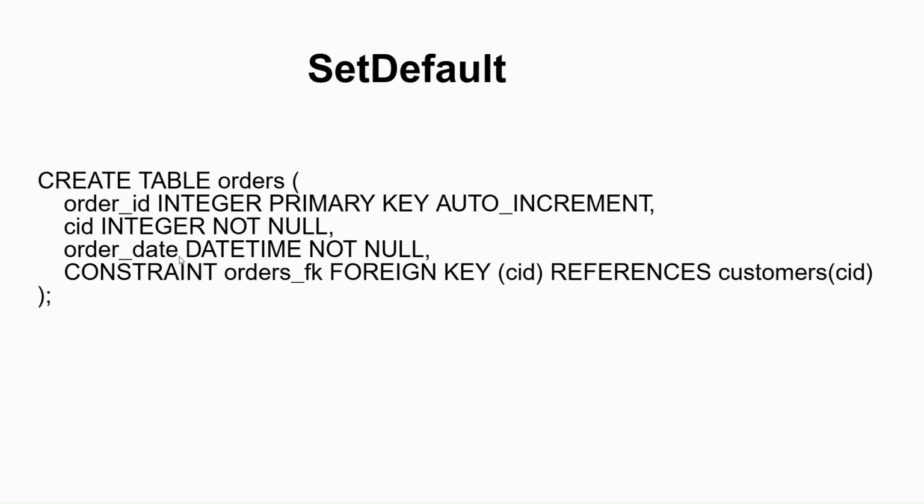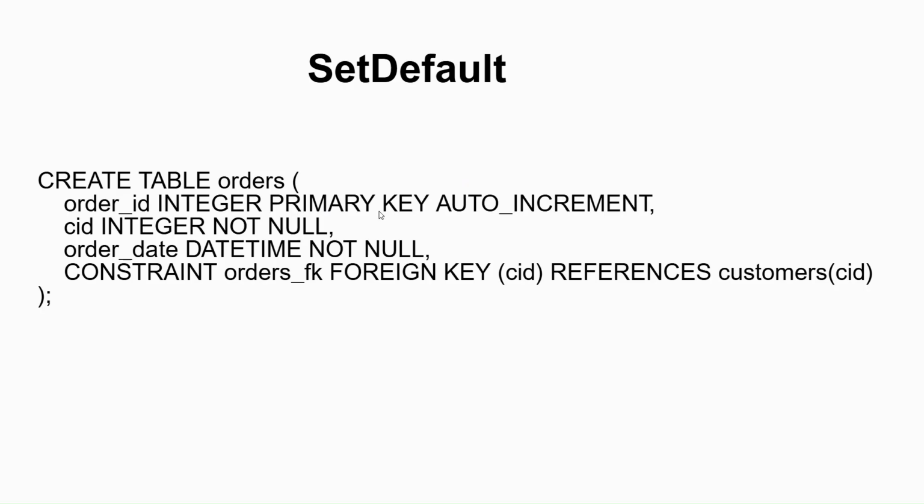Now let us look at set default here. With set default, if a customer record is deleted, the customer ID in orders will be set to a default value defined for that column. For example, you might set the default customer ID to 0 or a dummy customer ID. Okay, so in MySQL, set default is not supported directly, so that's the reason I'm not showing you that. But other databases like PostgreSQL do support it.